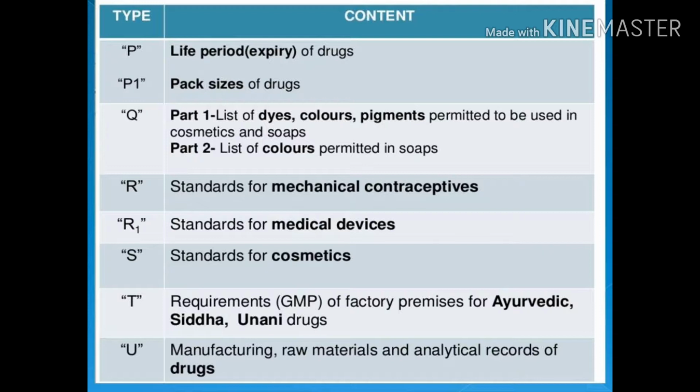Q is divided into 2 parts, part 1 and part 2. Part 1 consists of the list of dyes, colors, pigments permitted to be used in cosmetics and soap. Part 2 consists of the list of colors permitted in soaps. Schedule R contains the standards for mechanical contraceptives. R1 consists of the standards of medical devices. S consists of the standards for cosmetics. T consists of the requirements for GMP factory premises for Ayurvedic, Siddha, Unani drugs. And U consists of the manufacture, raw materials and analytical records of drugs.